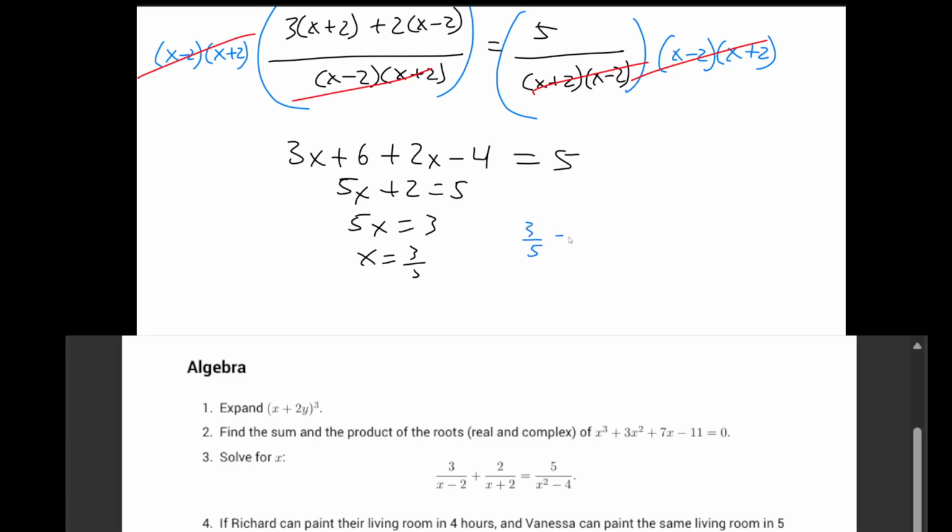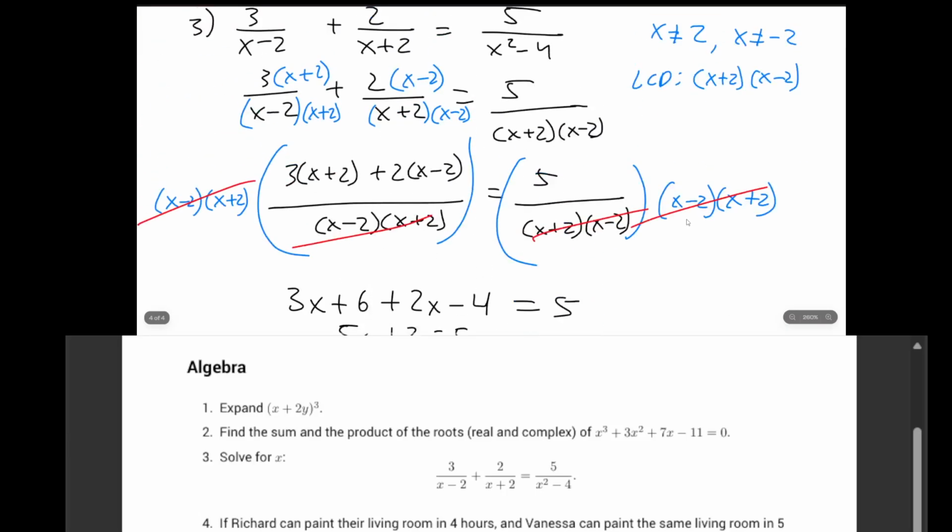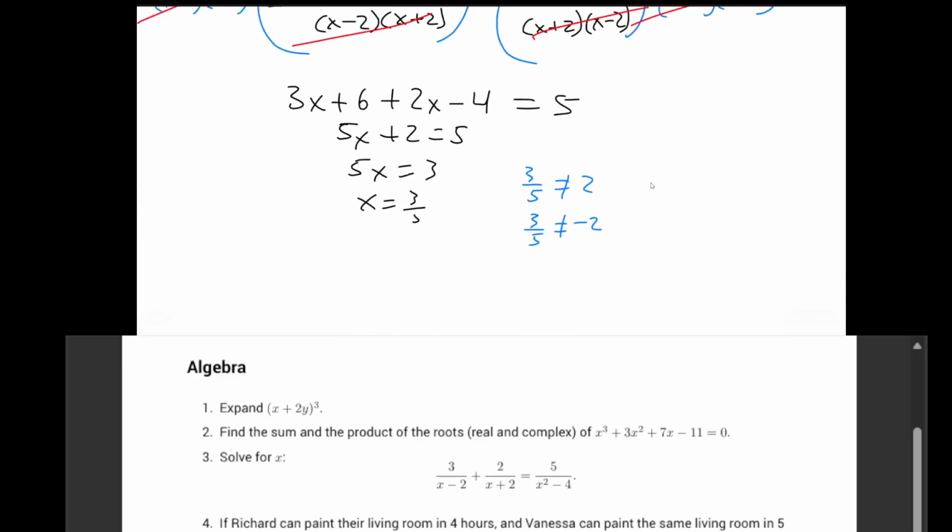3 over 5 does not equal 2, and 3 over 5 does not equal negative 2, so we are safe. Always want to check for that domain restriction. We always want to acknowledge it. We always want to check just in case, because that's often what students miss. They miss this domain restriction here. People usually miss it more with radicals like square roots and fourth roots, all the radicals with the even indexes. That's what the students usually miss the most.